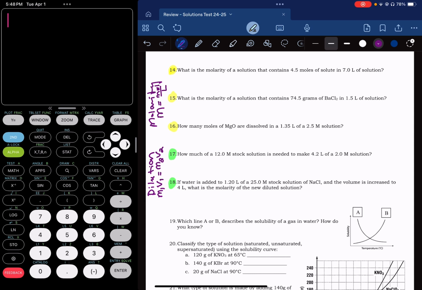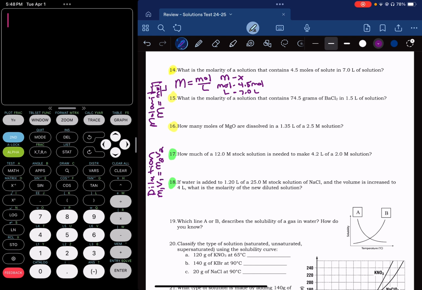So back to the problem. It's saying, what is the molarity of the solution that contains this many moles and this volume of the solution? Again, we're going to use big M equals mole over liter, and we want to define our variables. For big M, that's what the question's asking us to find, big M for molarity. It says that it contains 4.5 moles, so for mole we're just going to put 4.5 moles. And for liters, we are going to do 7.0 liters.